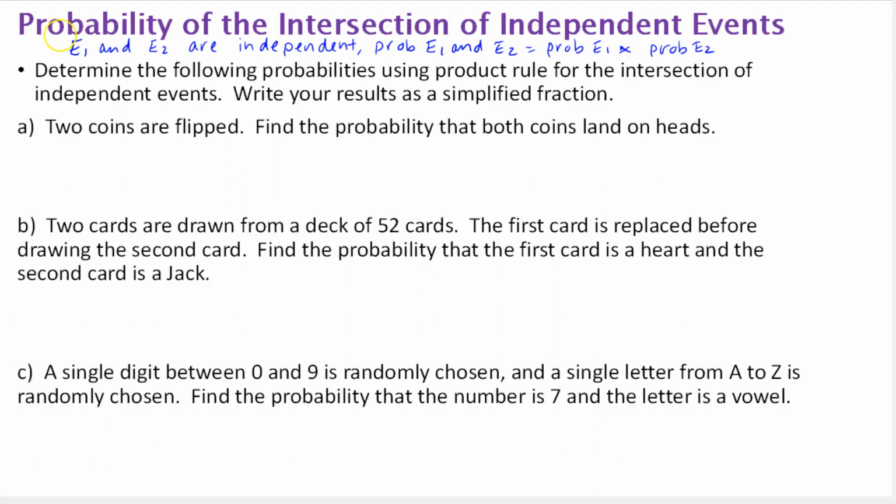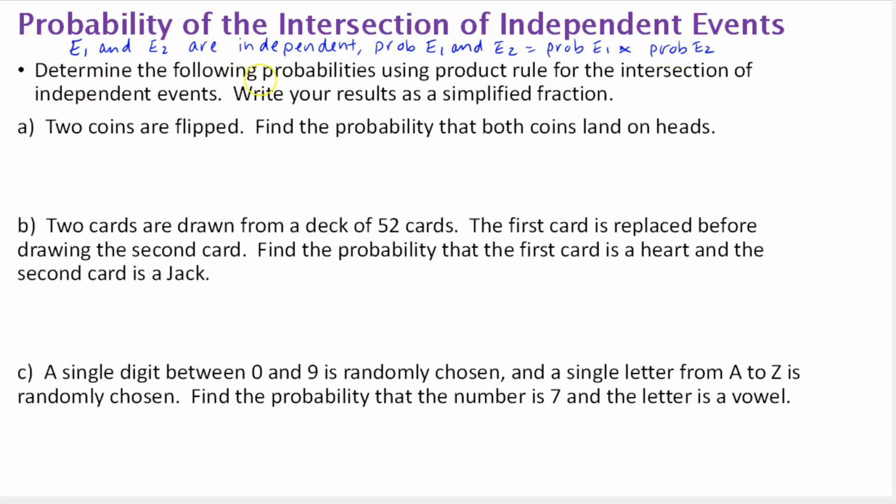In this video, we're going to look at the probability of the intersection of independent events. So the product rule for the intersection of independent events says that if E1 and E2 are independent events, and remember independent means that one event has no effect on the other, then the probability that E1 and E2, that both of them happen, is just the product of their individual probabilities.